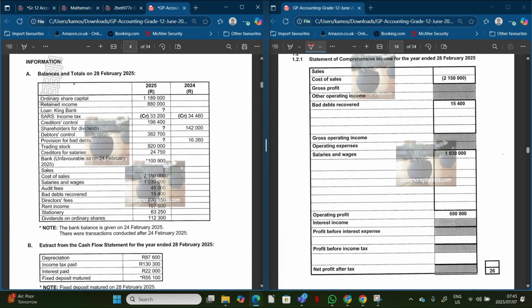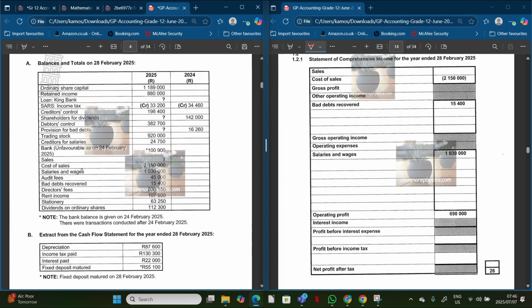Now they give us the balances and totals on the 28th of February 2025. I'm guessing some of these balances are going to go in the balance sheet, and some are going to go in the income statement. Some of them here we're going to ignore, but I'll go one by one and try to explain why one goes to the balance sheet and why we're going to choose these ones for your income statement. All right, so now let's continue going down.